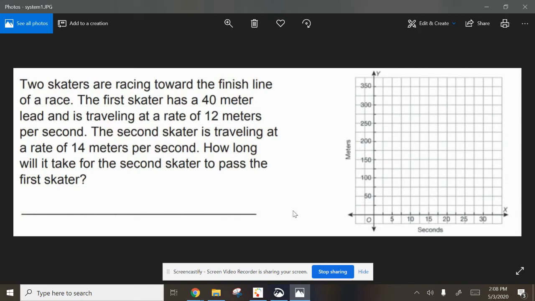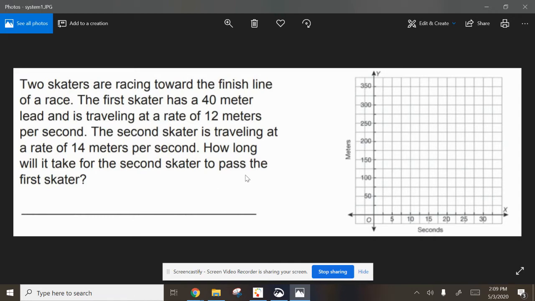All right, now let's go to this one here, now we have a word problem. Interesting. It's all good. You're going to be just fine when you look at these, okay? Two skaters are racing towards the finish line of a race. Okay, we can put that in our brain. The first skater has a 40-meter lead and is traveling at a rate of 12 meters per second. The second skater is traveling at a rate of 14 meters per second. How long will it take for the second skater to pass the first skater?